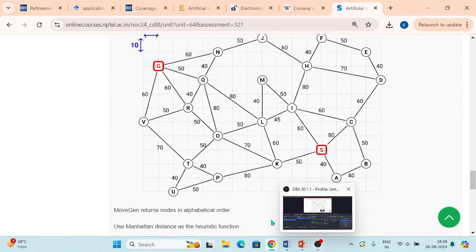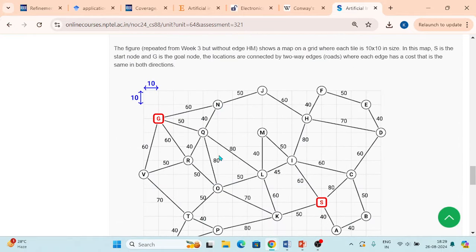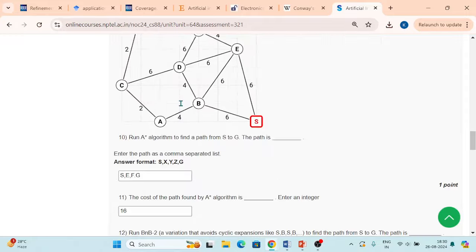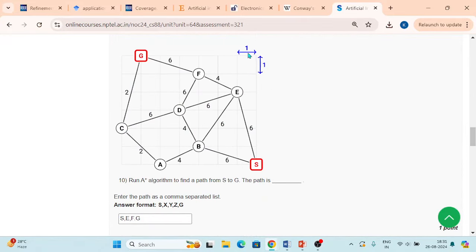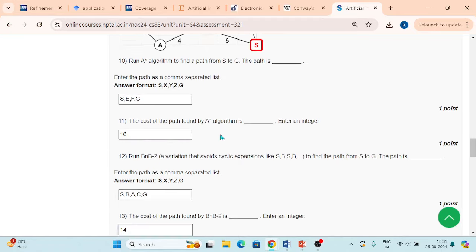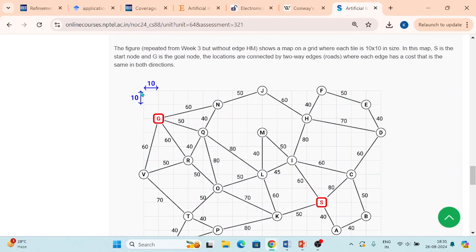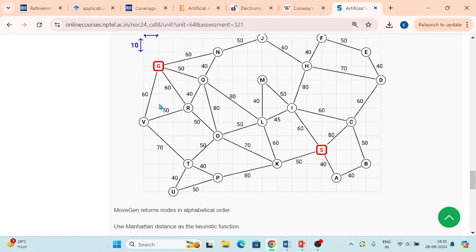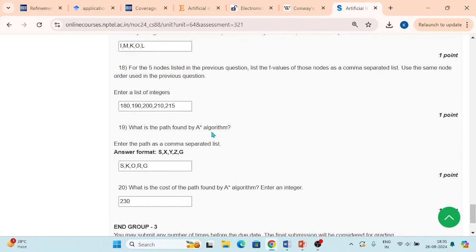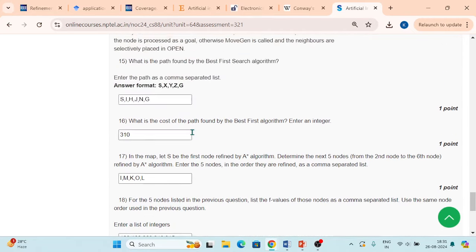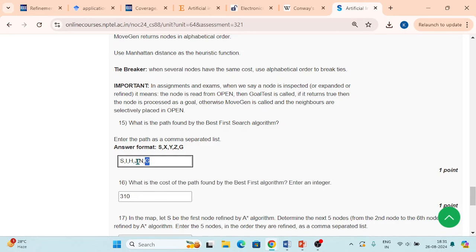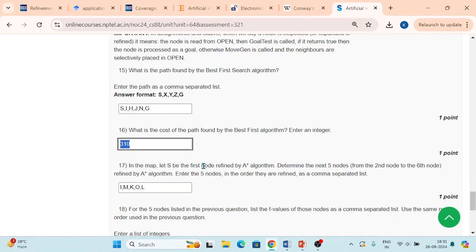Now coming to group 3, this is the graph. The Manhattan distance is 1; each box is 1 by 1. That's why whenever we calculate, we get values like 6, 7. But here each box is 10, so count that and multiply by 10. In the same similar fashion you calculate, and you will get this as the best first search. This is the path and this is the cost.